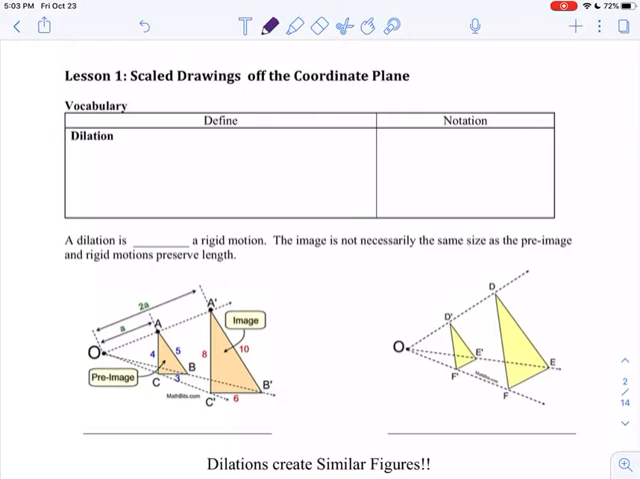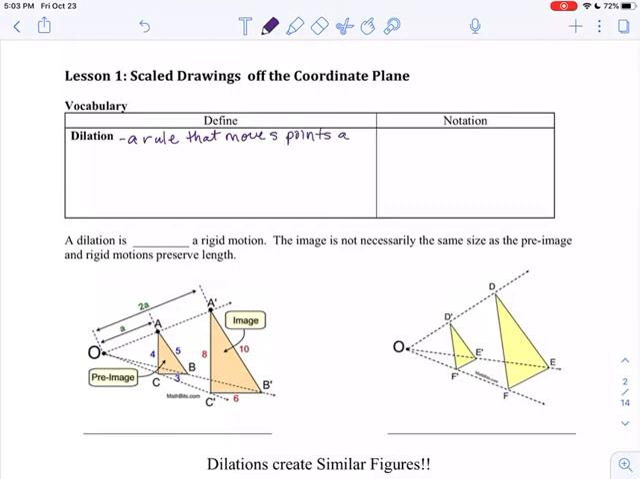Hi GOR, this is Unit 4, Lesson 1, and we're going to talk about dilations today. This first lesson, we're going to do dilations off the coordinate plane, and tomorrow we will do them on the coordinate plane, and they're a little bit easier. But first, just what is a dilation?